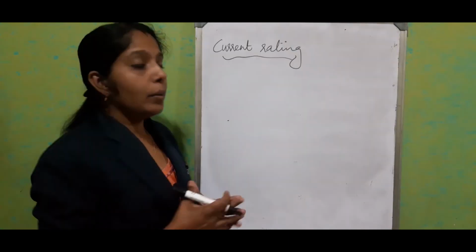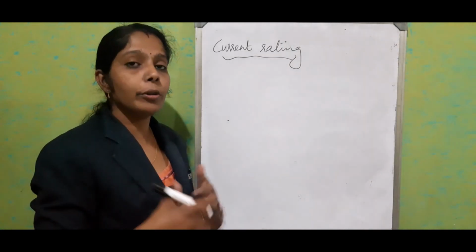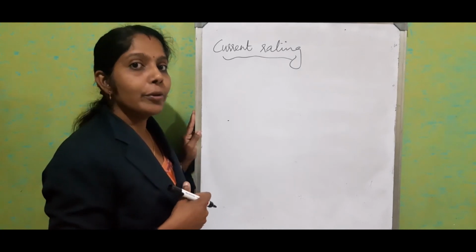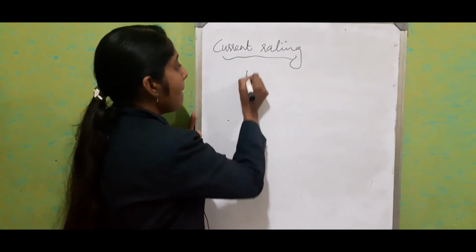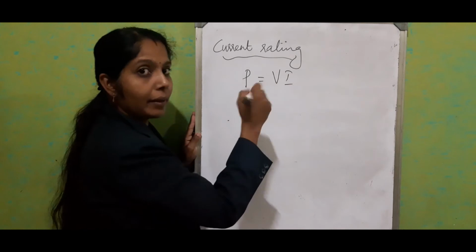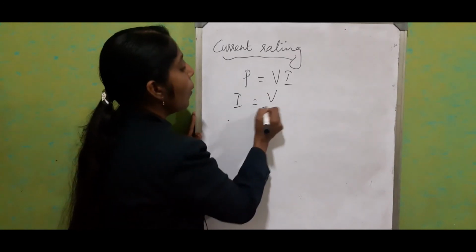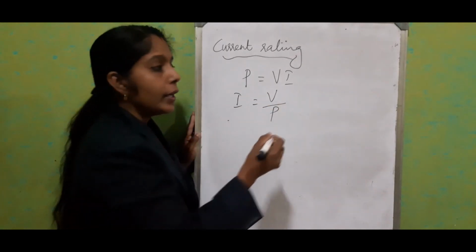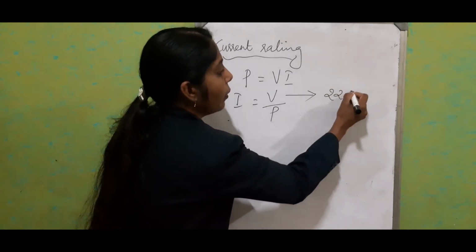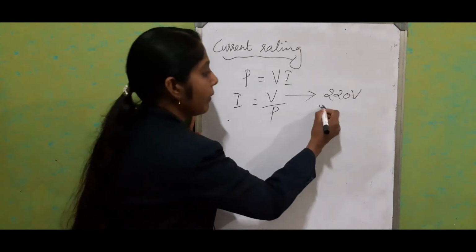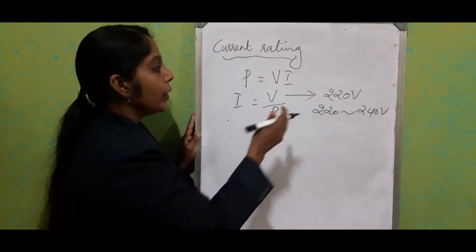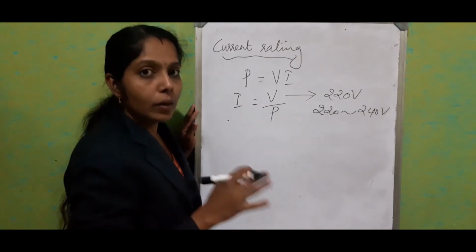Now we will see how to find the current rating for a fuse. In the previous chapter we studied how to find the current rating if you know the power and voltage. Power is equal to V into I, so from this equation, I is equal to power by voltage. For a particular home, the voltage will be constant: 220 volt, 230 or 240. It can vary from 220 to 240 volt.